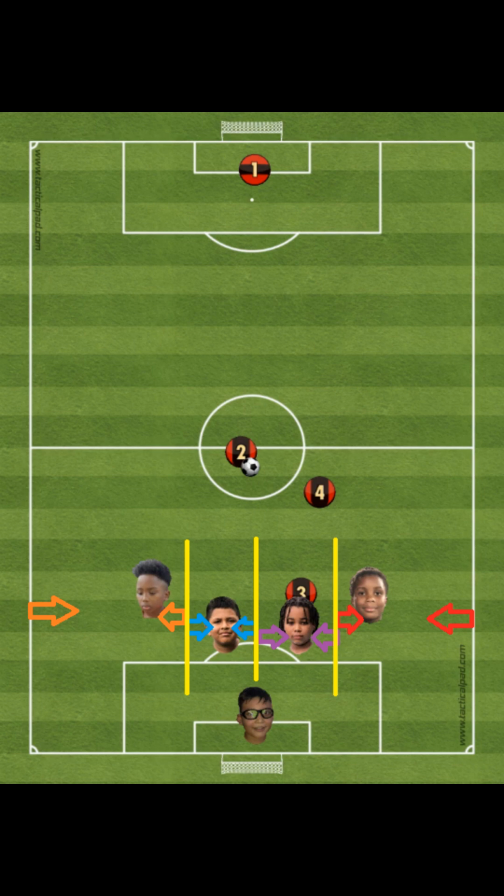To determine who's responsible for marking which area, we use this system. As you can see, there's a yellow line between Israel and Ellis. That yellow line is halfway between Israel and Ellis. Ellis is responsible for everything on the left of that yellow line, or in other words, everything within the orange arrows. Israel is responsible for everything within the blue arrows. Danny is responsible for everything within the purple arrows. Jeremiah is responsible for everything within the red arrows. And if you notice, each player's responsibility ends about halfway near the next player.